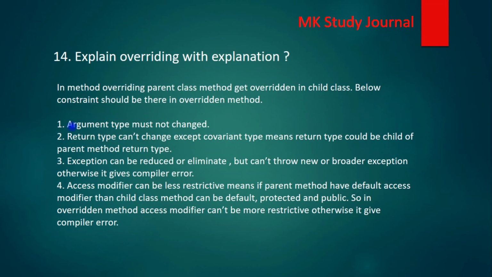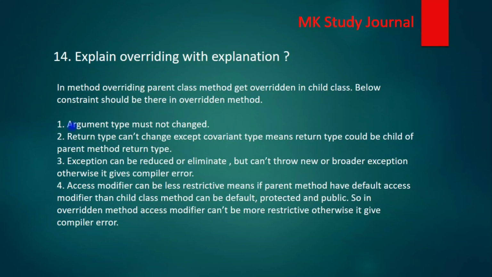The fourth restriction in overriding is the access modifier. The access modifier can be less restrictive, but it can't be more restrictive. For example, if the parent class method has a default access modifier, then in the child class we can declare that method as default, protected or public. In the overridden method the access modifier can't be more restrictive, otherwise it will give a compile time error.